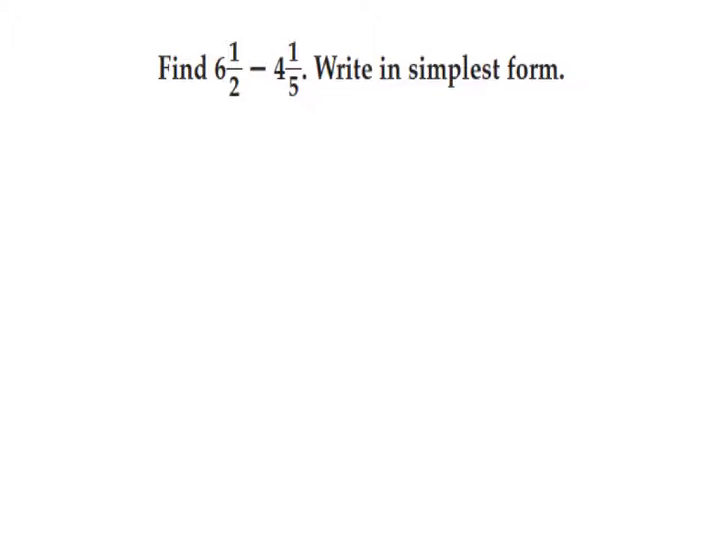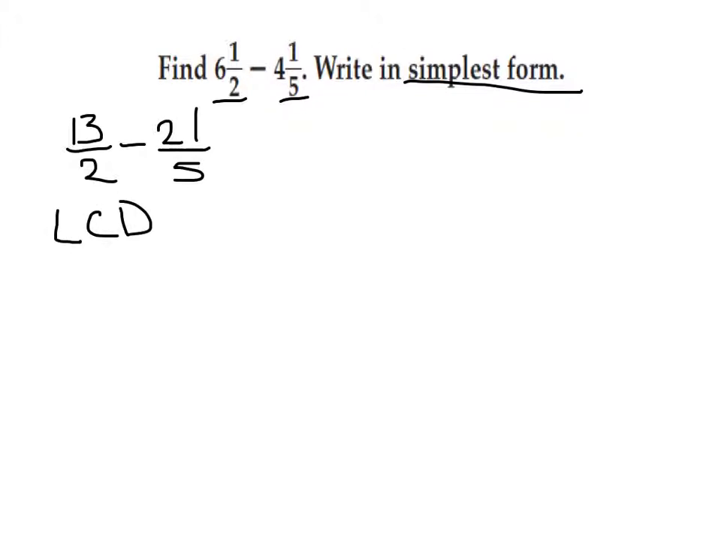Alright, this slide finds us subtracting again, 2 mixed numbers. The denominators are not the same. I'm going to continue with the first method I showed you, where I change my mixed numbers into improper fractions. You can see that 6 1/2 becomes 13 over 2, and 4 1/5 becomes 21 over 5. Now it's time to search for the LCD, the lowest common denominator, of 2 and 5, and that is 10.